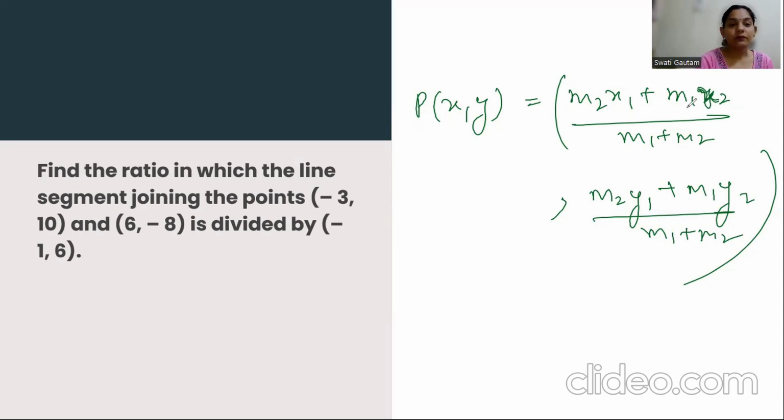Okay. So this is the question from trigonometry.